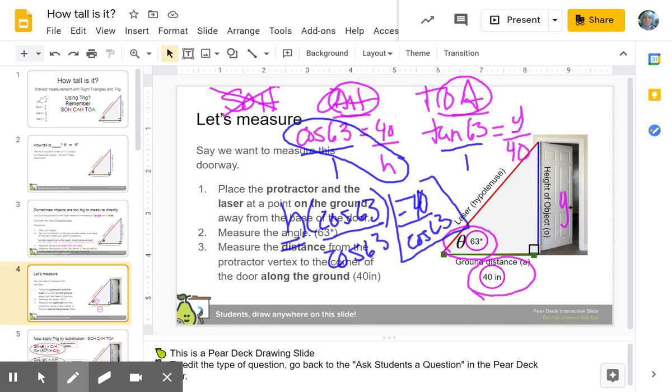This, my friends, is what goes in the calculator. And I know I didn't give you very much room. I apologize for that. So we're going to do 40 divided by, then I go over to my functions and I find cosine of 63. It's always good to close the parentheses. So my hypotenuse is 88 inches. That's the H.